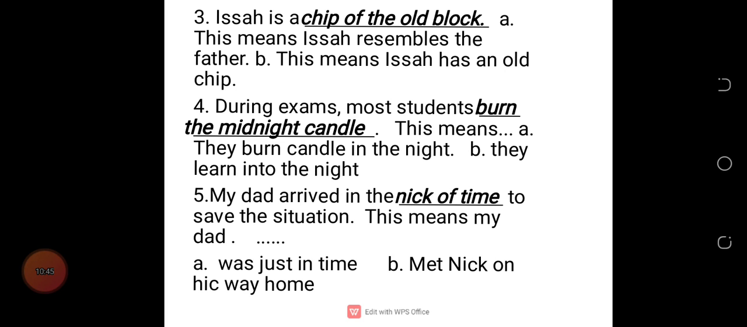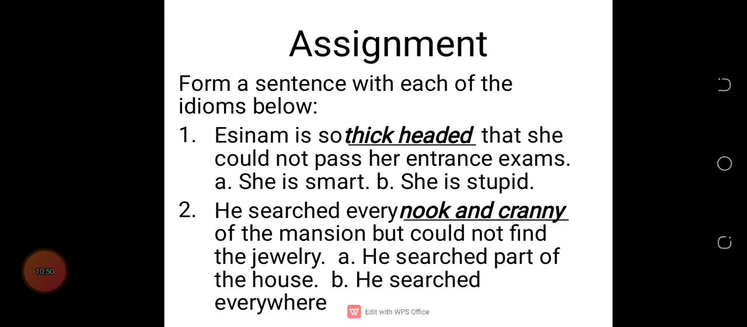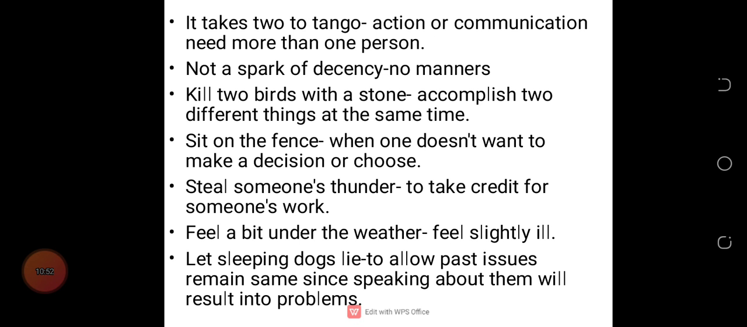Okay, so this is where we'll end our lesson. Briefly, we have looked at idiomatic expressions. We've looked at some examples. We've also looked at how they are used in sentences. Then lastly, we have an assignment to do to assess ourselves.